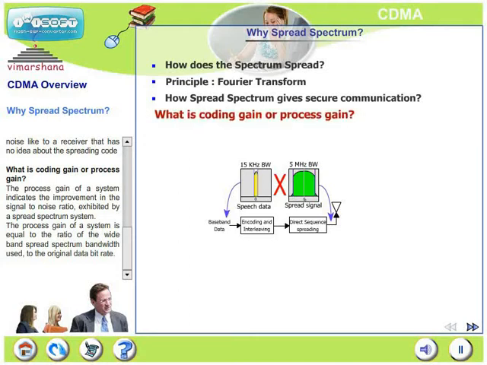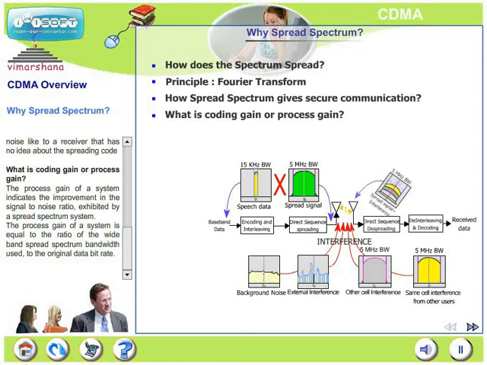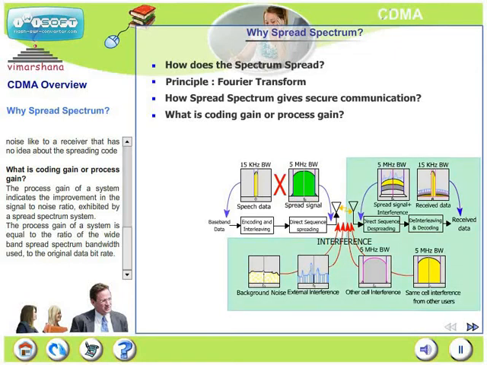What is coding gain or process gain? The process gain of a system indicates the improvement in the signal-to-noise ratio exhibited by a spread spectrum system. The process gain is equal to the ratio of the wideband spread spectrum bandwidth used to the original data bit rate. In CDMA, it is typically 1.2288 megabits per second divided by 19.2 kilobits per second. This converted as a dB ratio will give you the process gain in dB.